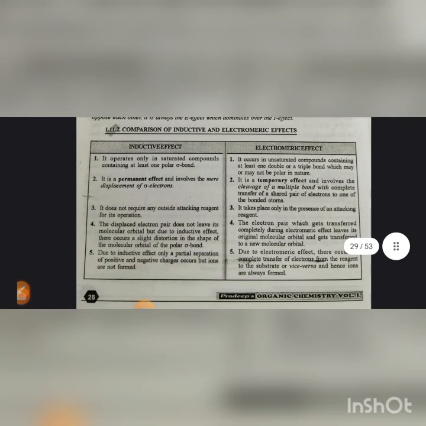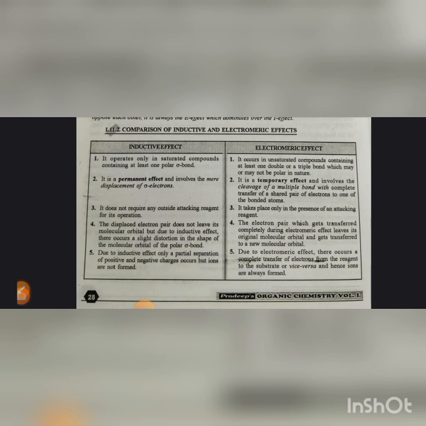Inductive effect: it operates in saturated compounds having at least one polar bond. It is a permanent effect and it only involves the displacement of sigma electrons. It does not require any outside reagent for its operation. Due to the inductive effect, only a partial separation of positive and negative charges occurs, but ions are not formed.